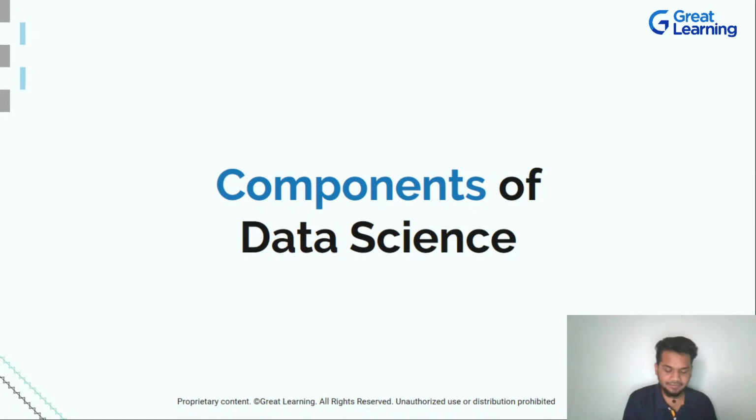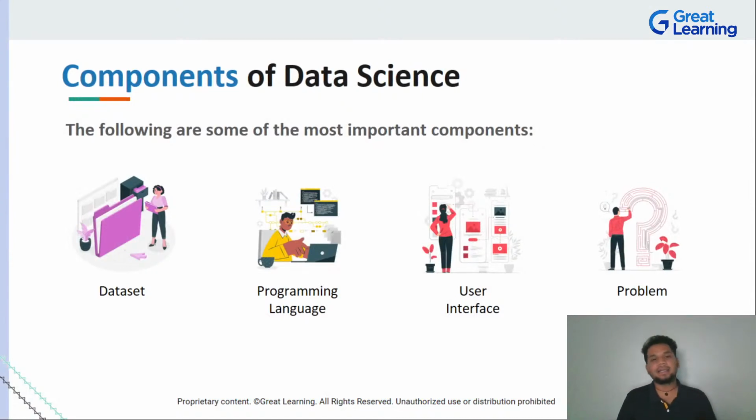Okay, amazing. Now let me go on to talk about the components of data science, and we can take up more questions, right? So guys, these are, in my opinion, the 4 important components that go into the domain of data science. Even though it doesn't look like individual components, let me tell you, these are the foundational concepts. We have the dataset, programming language, user interface, and a problem at hand.